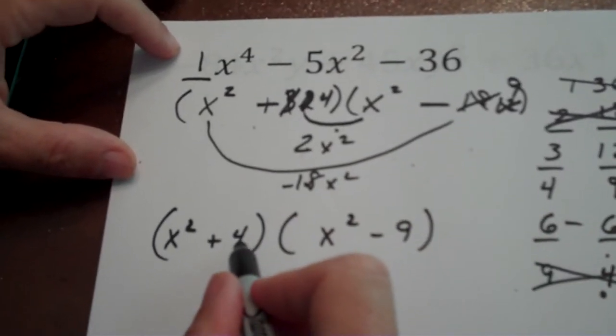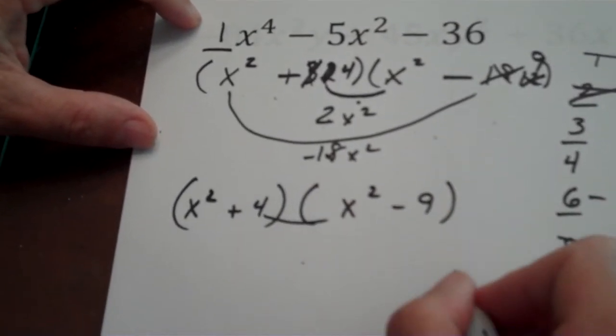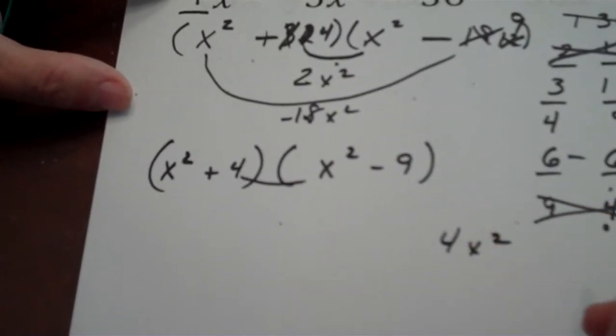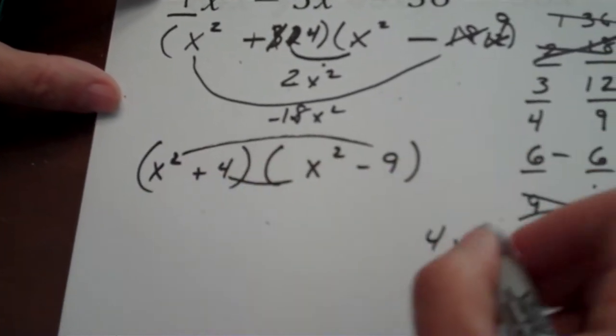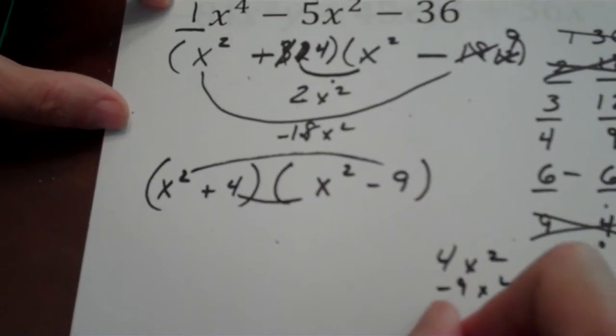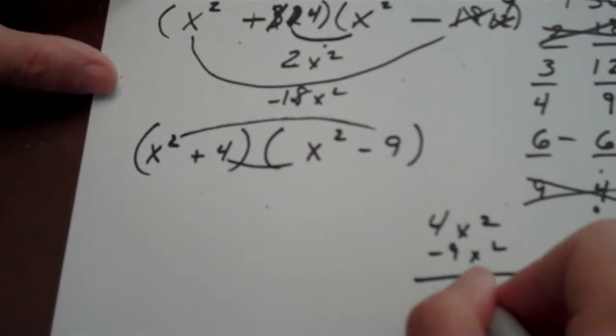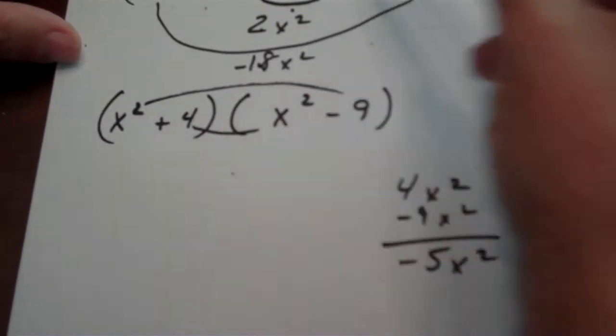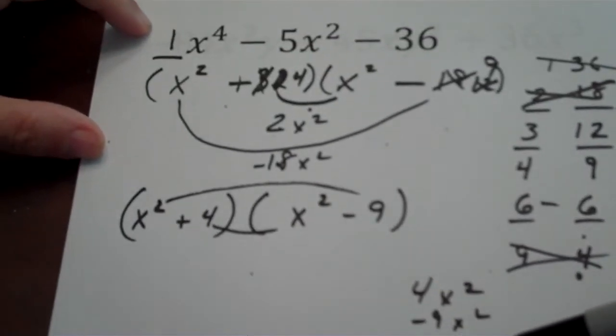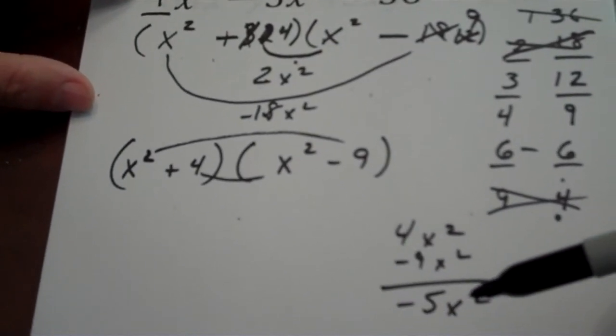When you try the inside and outside, the inside gives me a positive 4x squared. The outside gives me a negative 9x squared. And when I combine those, I do indeed get the negative 5x squared. The problem is we're not done here.